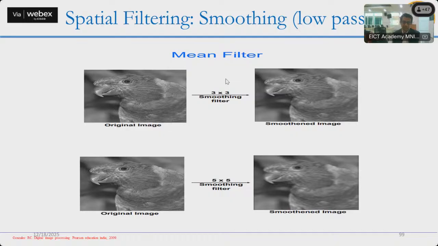So in the same way, here what we are showing, you can see, for example, some bird is there. You apply a 3 by 3 smoothing filter and you get this smoothened image. And then thereafter, you again take the original image, you have also applied the smoothing filter and there you are able to see some better, smoothened image. So this is the way to use the different types of spatial filtering in smoothing.